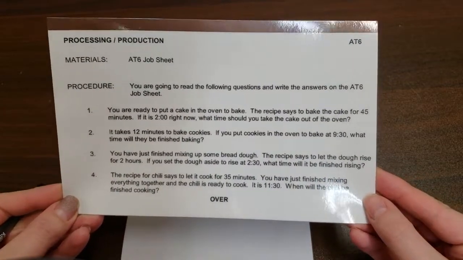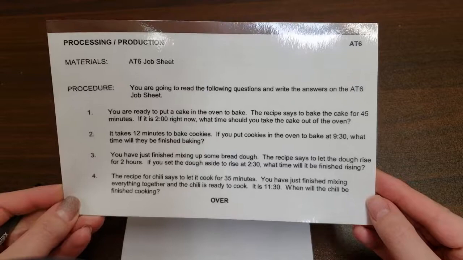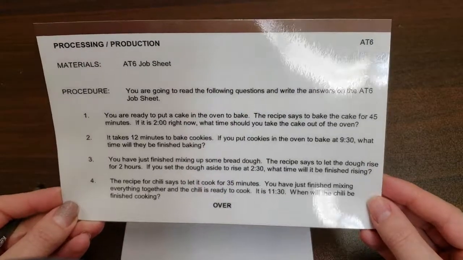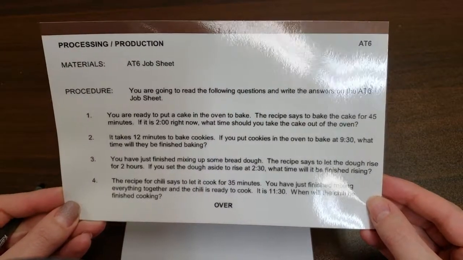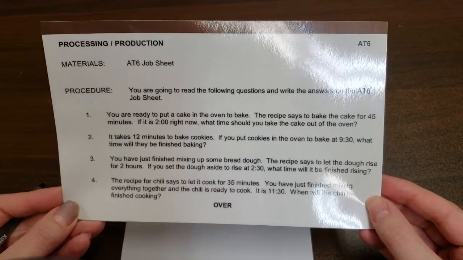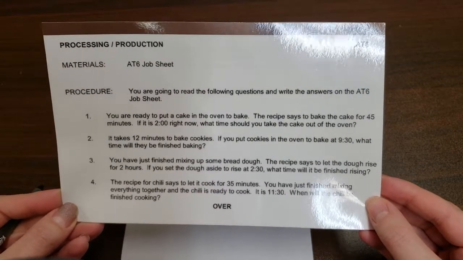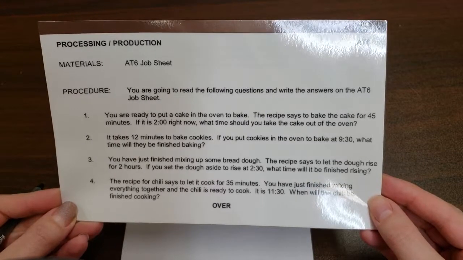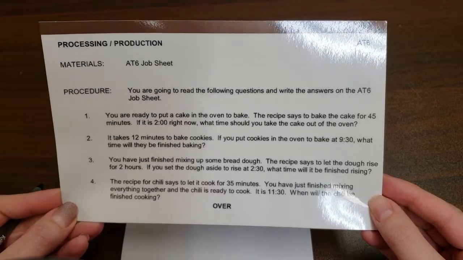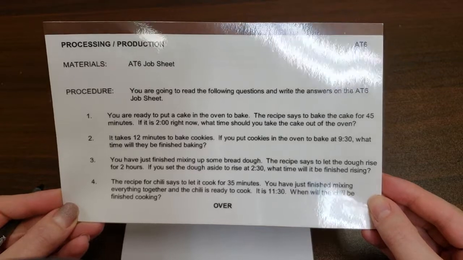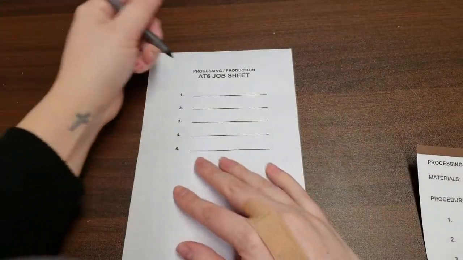Read the following questions and write the answers on the AT6 job sheet. Number 1. You are ready to put a cake in the oven to bake. The recipe says to bake the cake for 45 minutes. If it is 2 o'clock right now, what time should you take the cake out of the oven? Add 45 minutes to the 2 o'clock and you will get 2:45.